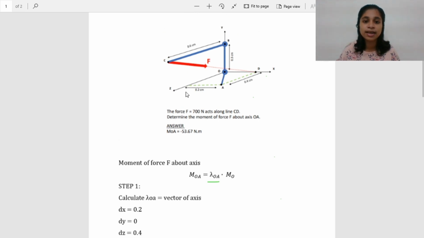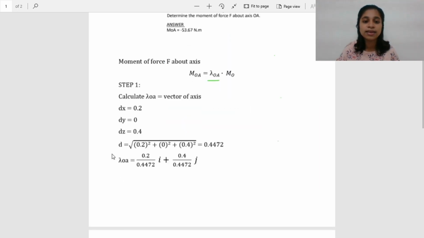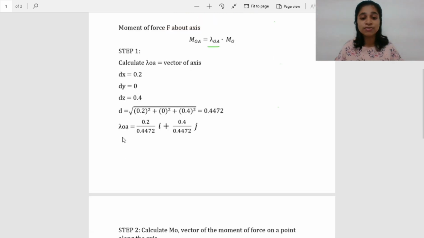So the dx is 0.2 cm. The dy is 0 while dz is 0.4 cm. So we write down here and then we calculate the magnitude of the dimension, which is equal to 0.447. So the vector of axis OA is equal to the dimension divided by the magnitude separately.